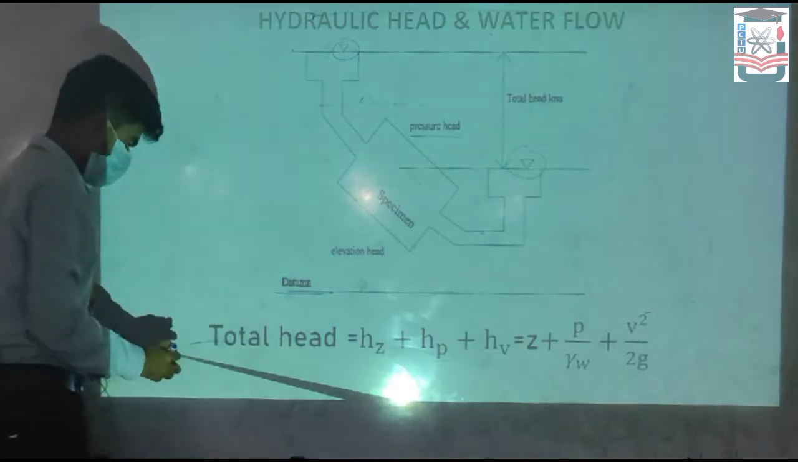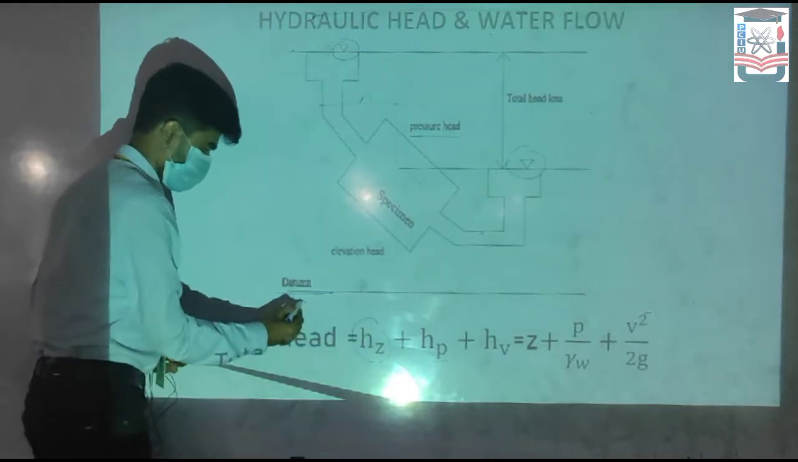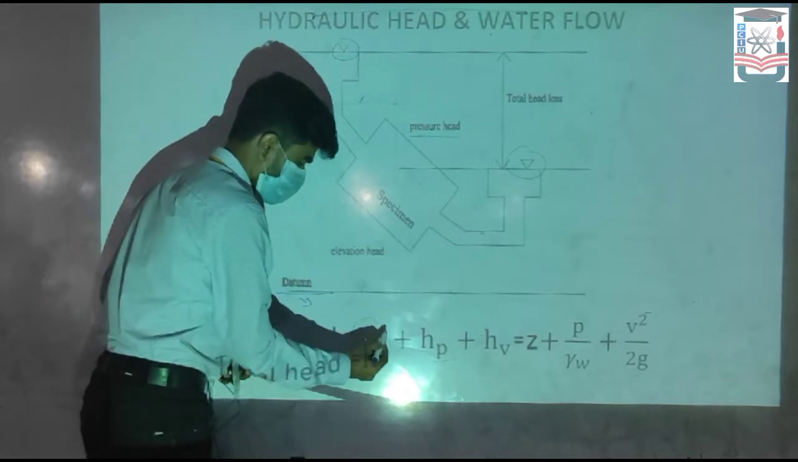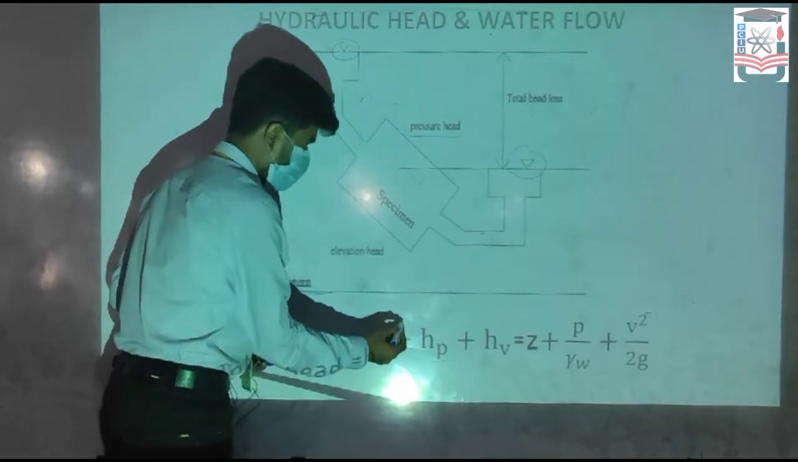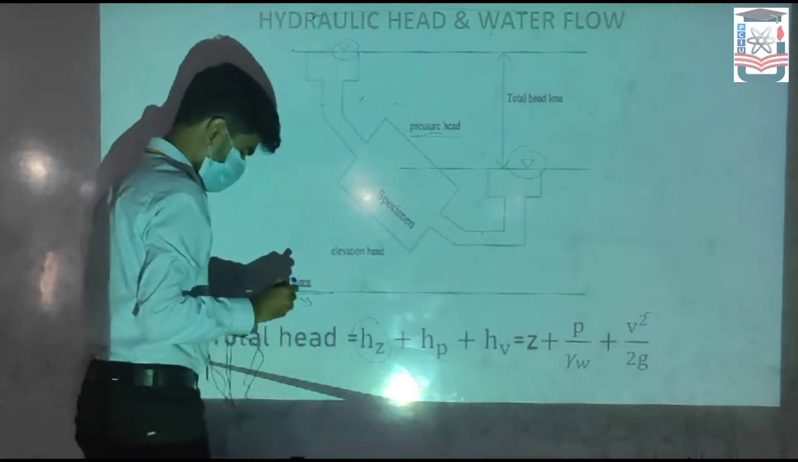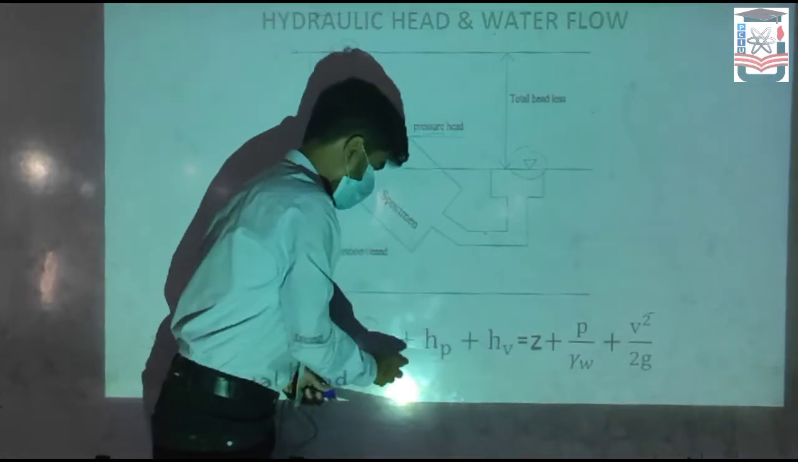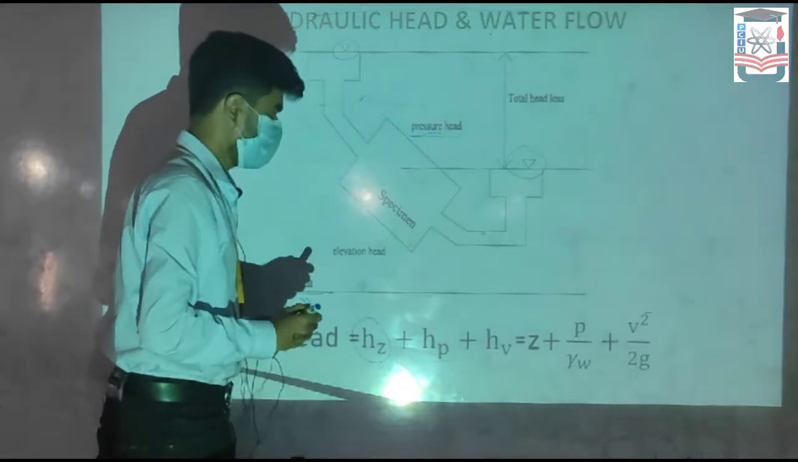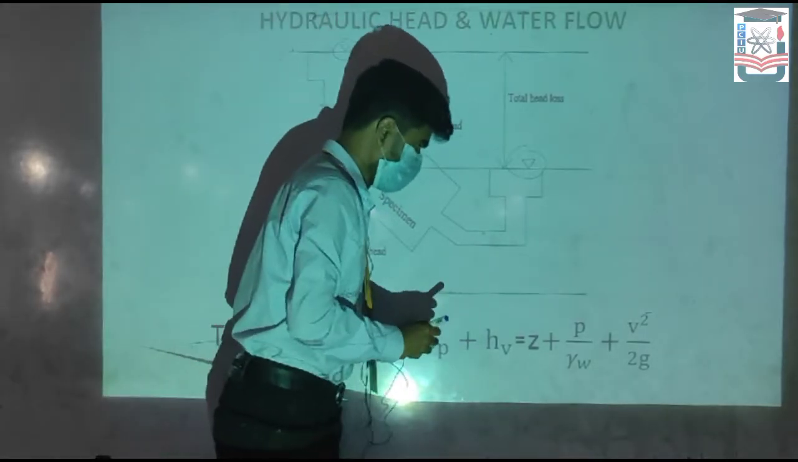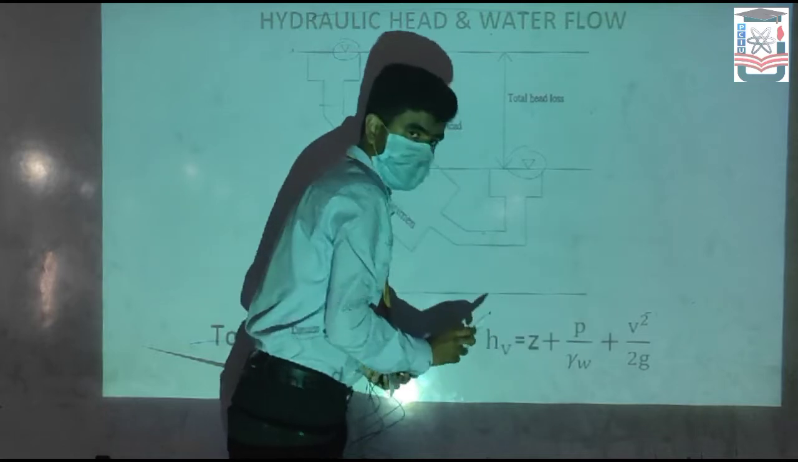So total head consists of HZ, the elevation head measured from the datum line, HP, which is the pressure head, and HV, which is the velocity head. Altogether, HZ stands for Z, HP, the pressure head, stands for P by gamma W, and the velocity head stands for V square by 2G.